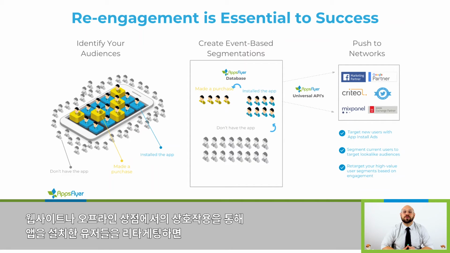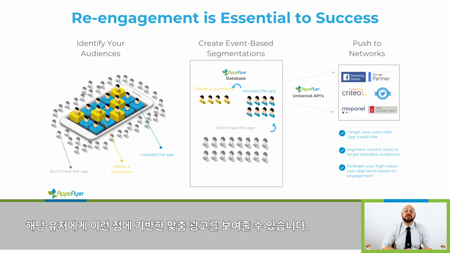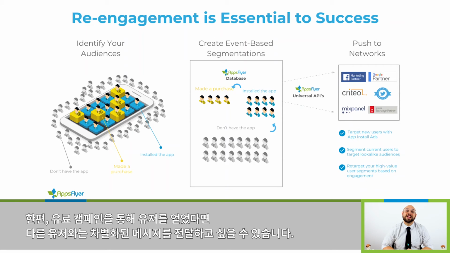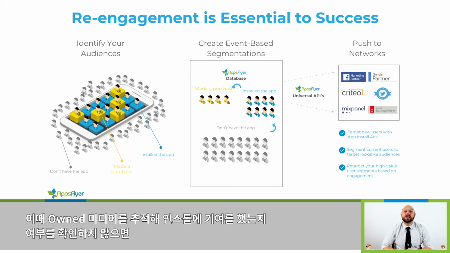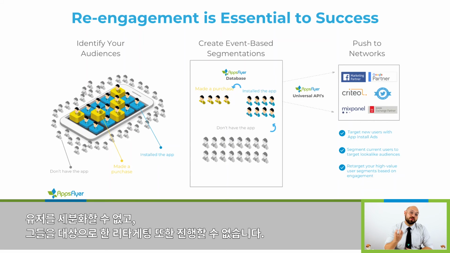So for example, when you retarget a user who installed your app because of an interaction they had in your store or on your website, you can give them a specific message. Whereas if you acquire a user from a paid media channel, you'll potentially want to give them a different message when you're retargeting them. Now, if you're not tracking your own media sources and attributing the installs back to them, there's no way to pull out that segment and retarget them.